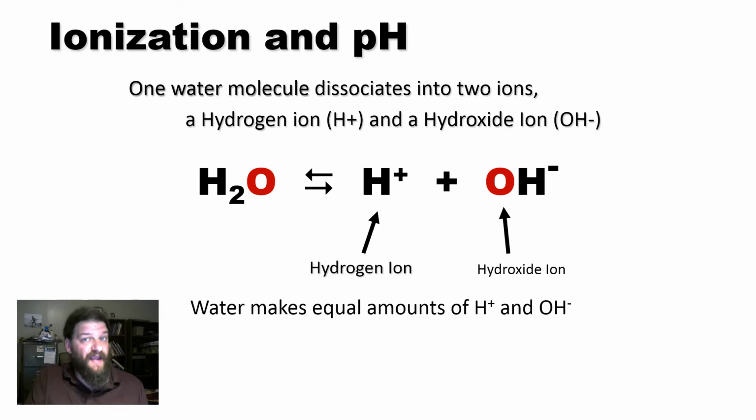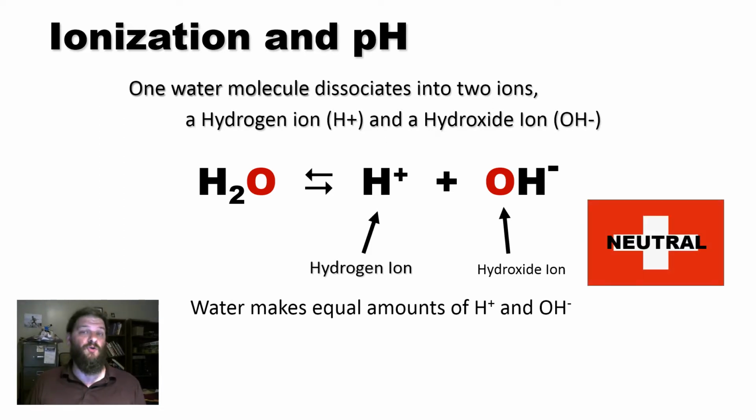Now, because they have equal amounts, any solution of pure water, doesn't matter how much dissociation is going on, is going to have equal amounts of H and OH. This makes it neutral. The number that we use is a mathematical calculation. There are other videos that you can watch that will show you how to go through the calculation. It's not magic, and it's not arbitrary, but the number 7 represents neutral, equal amounts of H's and OH's.